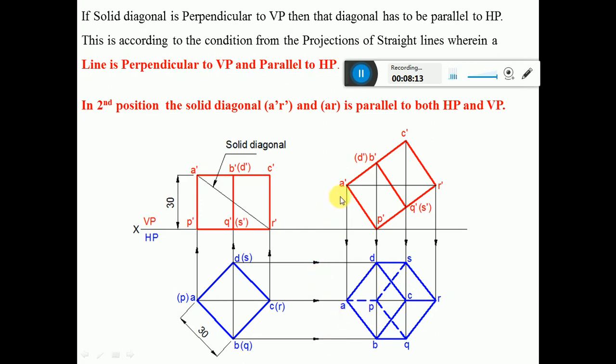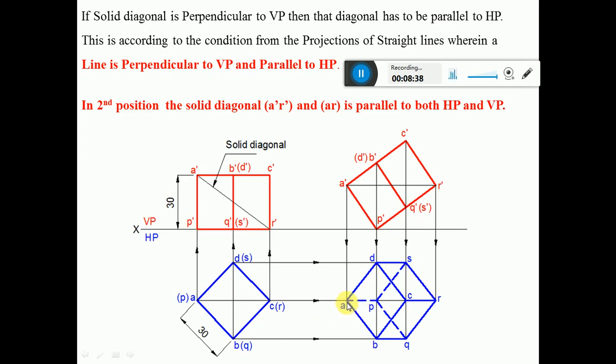So draw a vertical projector from A dash and draw a horizontal projector from A to intersect at this point A. Similarly, draw a vertical projector from B dash, D dash and draw a horizontal projector from B and D to intersect at the points B and D. Similarly, draw a vertical projector from C dash and draw a horizontal projector from C to get this point C. So you get A, B, C, D.